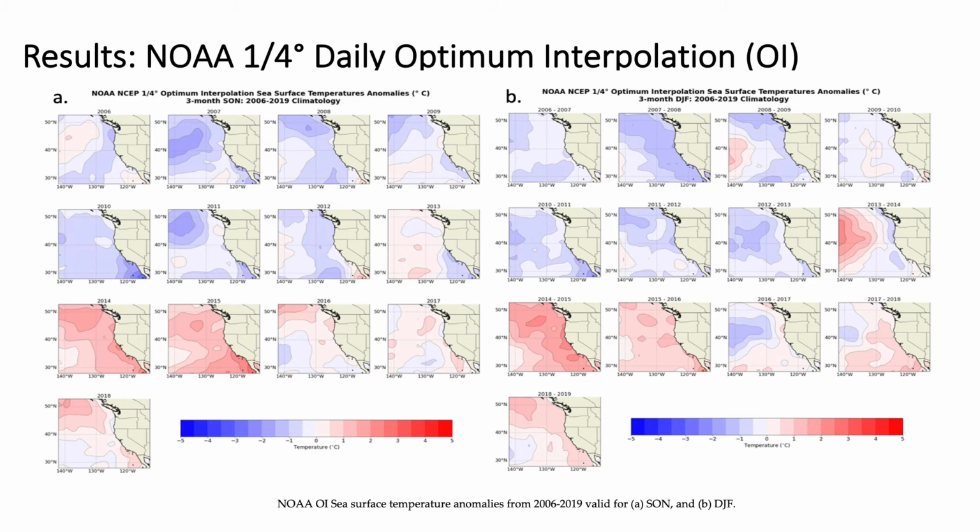When we look at the sea surface temperatures, very similar pattern, positive and negative anomalies in the first 8 years, that push of warm water associated with the El Niño. And then we had a La Niña in '16, '17.